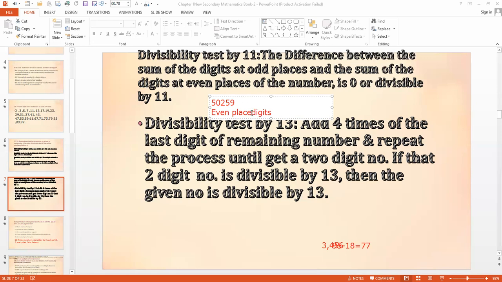Why is it not moving? Okay, now it moves. So I have to take the digits which are at even places, that is 0 plus 5. When I add these two, I will get 5. Clear? Now I have to take the digits at the odd places.